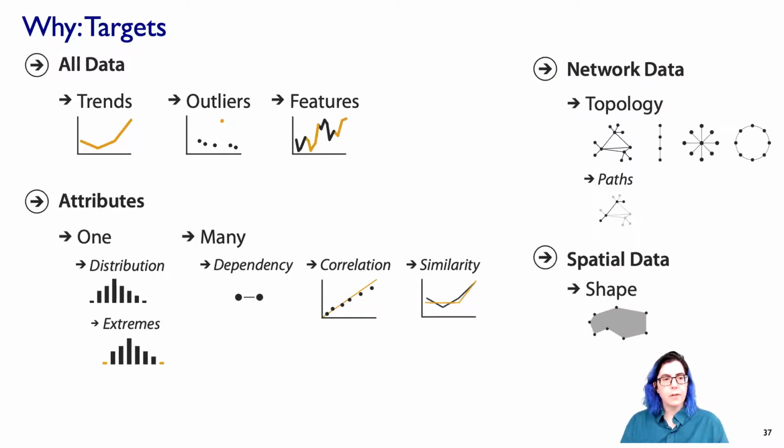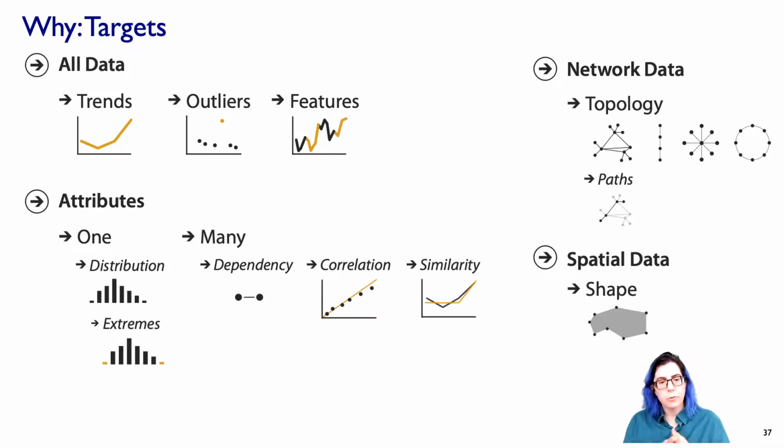So now let's think about targets. Some targets actually happen across all data sets. Everyone is always interested in finding trends and outliers. I'm using the word features for any kind of domain-specific thing that we might want to talk about more generically and agnostically. Now, some questions about attributes are questions we can ask about a single attribute, like what's the distribution, or the min and the max, to get the extremes of the distribution.